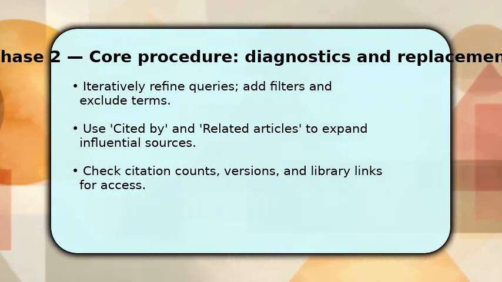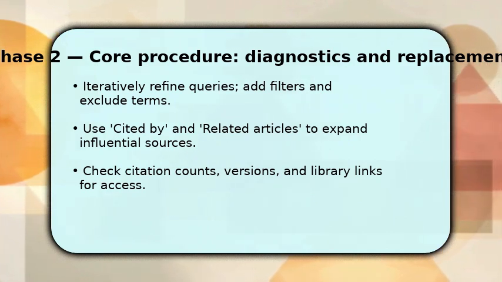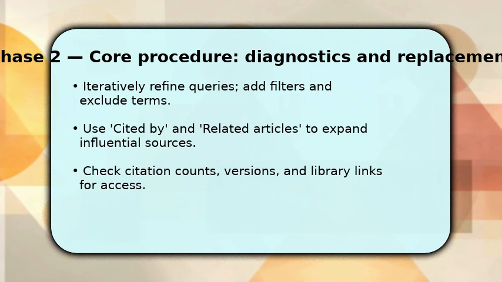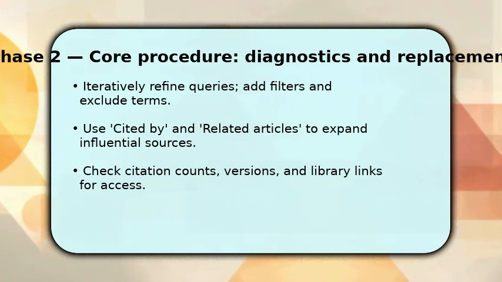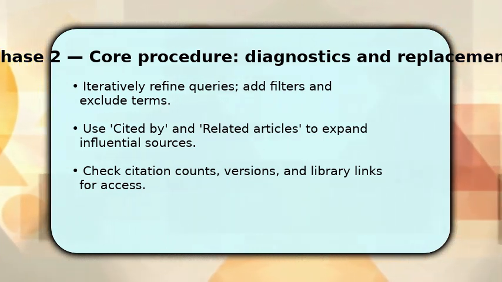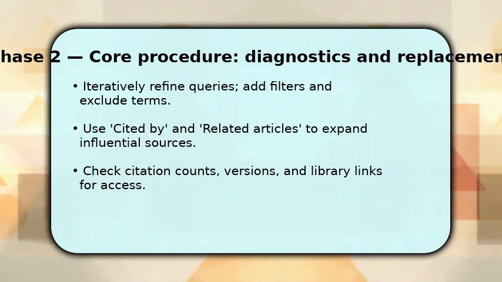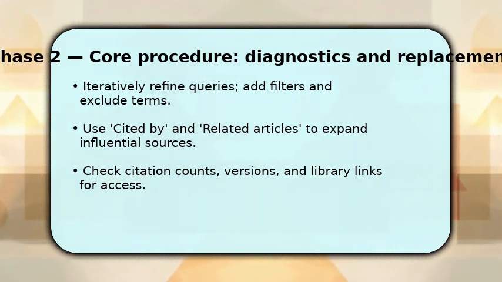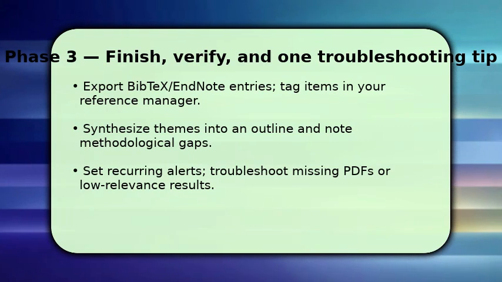Check citation counts and versions. Higher counts indicate influence, but inspect content quality. Once you find key texts, click Library Links or All X versions to locate PDFs, and export records to your reference manager. Finish by consolidating what you found.